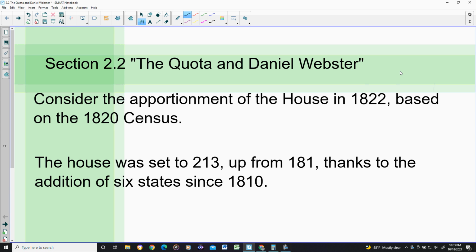All right, hello everyone. Here is a video describing how to work through Webster's method of apportionment. We've covered Hamilton and Lowndes so far. Those are calculated by comparing different decimals.